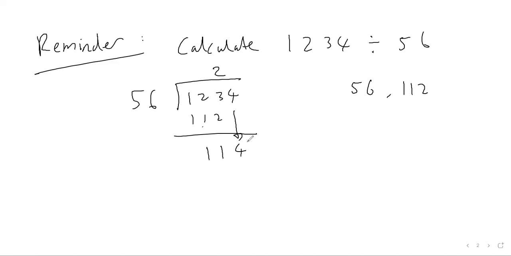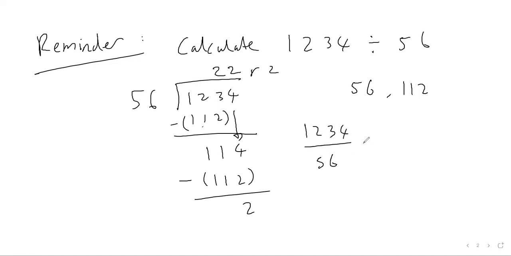So we've got 114. And then we ask, how many 56 is going into 114? Well, that's going to be 2. And then what will our remainder be? Well, do 2 times 56. Again, we subtract 112, and we're left with 2. And then how many 56 is going into 2? Well, that's none. So we get a remainder of 2. So our final answer, 1,234 divided by 56, is 22, remainder 2.